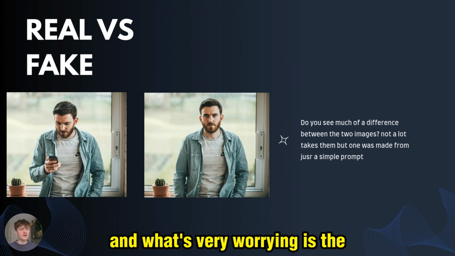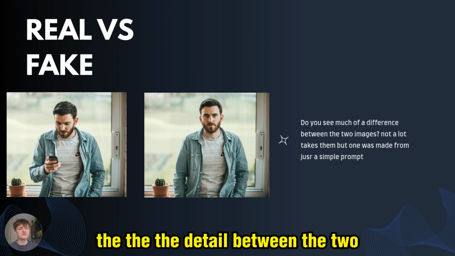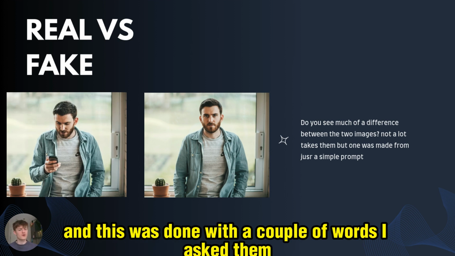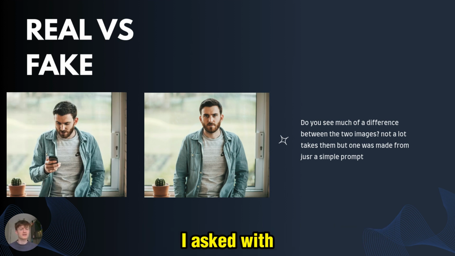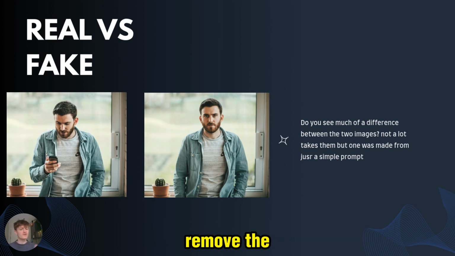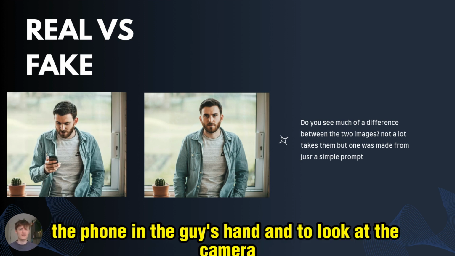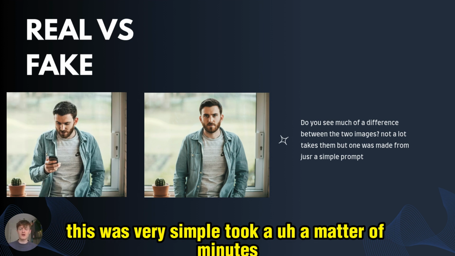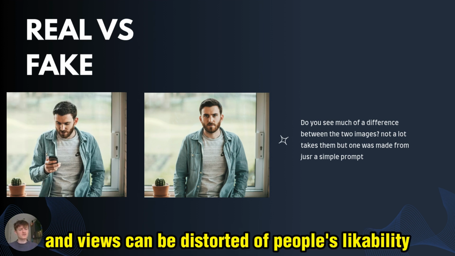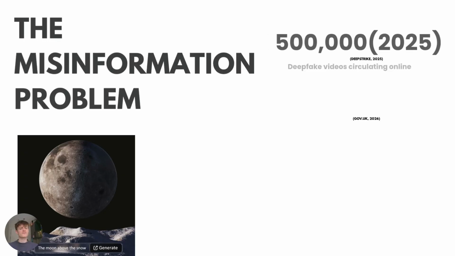And what is very worrying is the detail between the two. There is not much to tell between the two. And this was done with a couple of words. I asked with a prompt, with the first image on the left, to remove the phone in the guy's hand and to look at the camera. This was very simple, took a matter of minutes, and this shows how easily views can be manipulated and distorted.